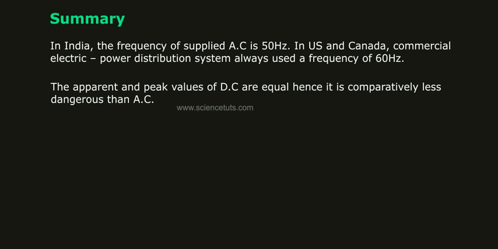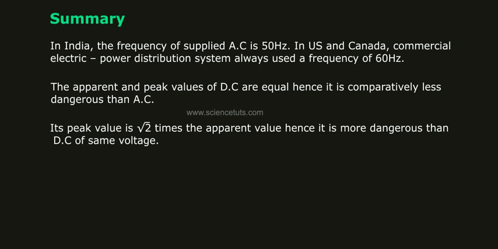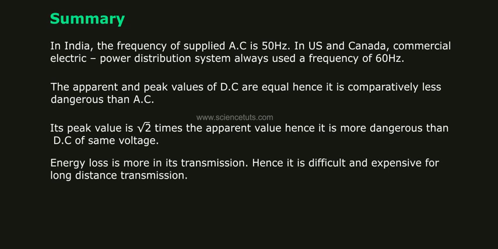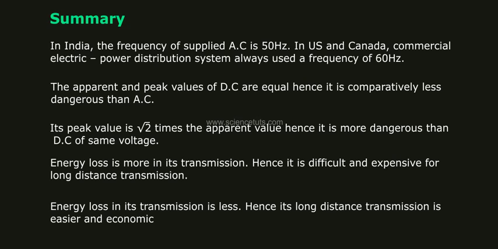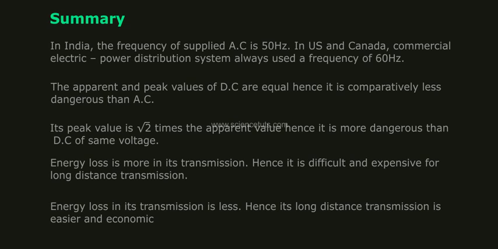The apparent and peak values of DC are equal, hence it is comparatively less dangerous than AC. For AC, the peak value is √2 times the apparent value, hence it is more dangerous than DC of the same voltage. For DC, energy loss is more in its transmission, hence it is difficult and expensive for long distance transmission. For AC, energy loss in its transmission is less, hence its long distance transmission is easier and economic.